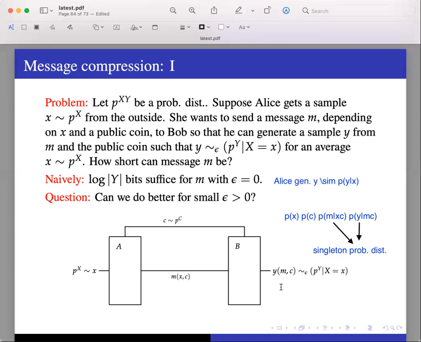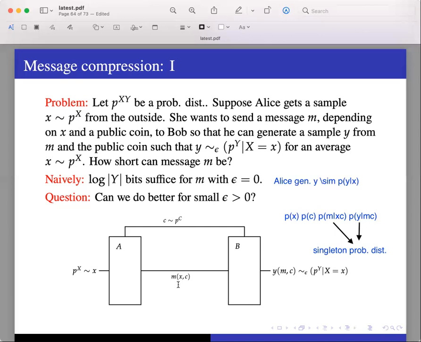Right. So that protocol is like this, but there is no epsilon here. That protocol uses varying message lengths, because the epsilon is zero out here. So they really want to produce a sample according to Y given X. So they use public coins, lots of them.